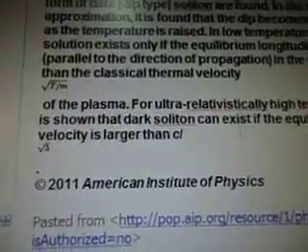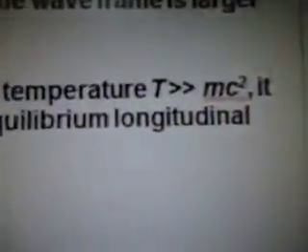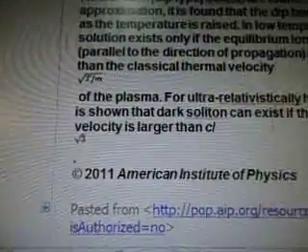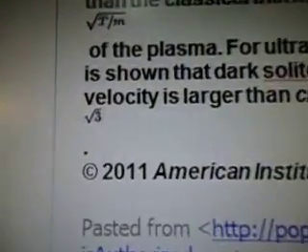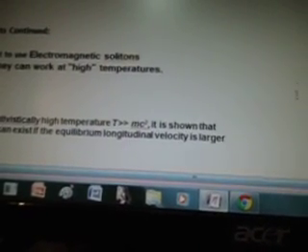For ultra-relativistically high temperatures, T much greater than MC squared, it is shown that the dark soliton can exist if the equilibrium longitudinal velocity is larger than C. He works for the American Institute of Physics, and his website is pop.aip.org resource. There it is there. I'll put the link up on my blog, Victoria Stafford, A Psychic Investigation, okay?